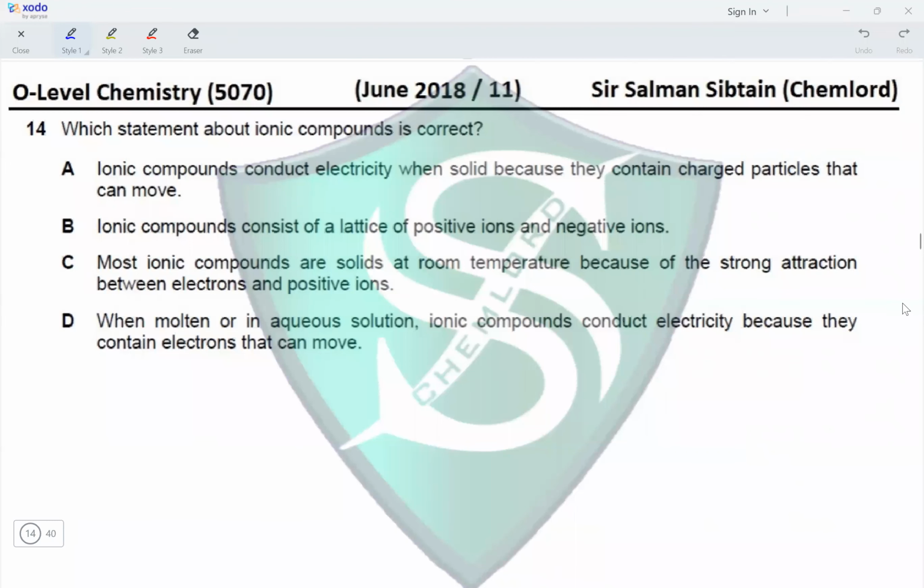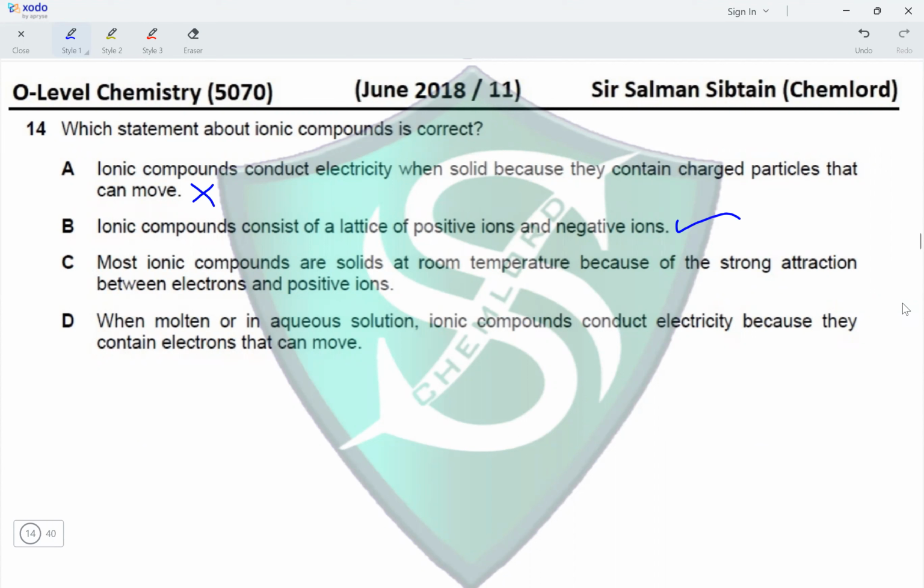Question 14. Which statement about ionic compounds is correct? Ionic compounds conduct electricity when solid because they contain charged particles that can move. They do not conduct electricity when solid. They conduct electricity when molten or aqueous due to the presence of charged particles which can move. So this is incorrect. An ionic compound consists of a lattice of positive ions and negative ions.